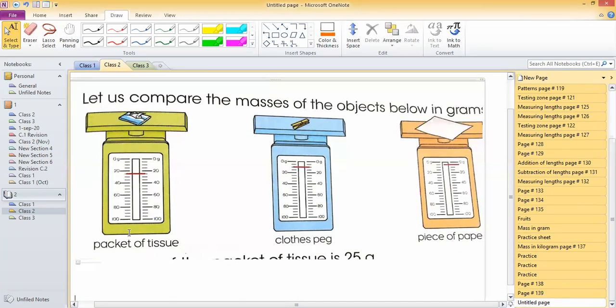You can see, guys, this is a packet of tissue. This is a cloth bag and this is a piece of paper. First, you have to check the weight of these three. Then you will be able to compare. Okay.